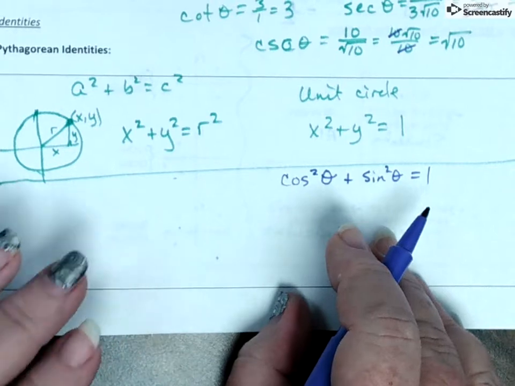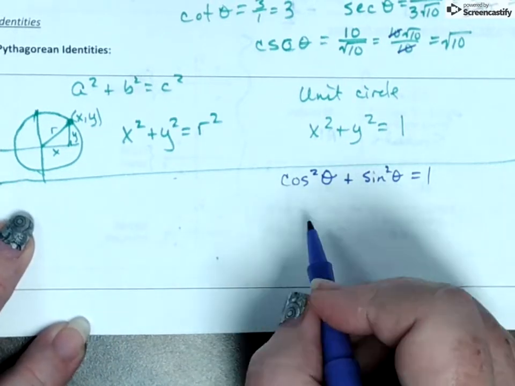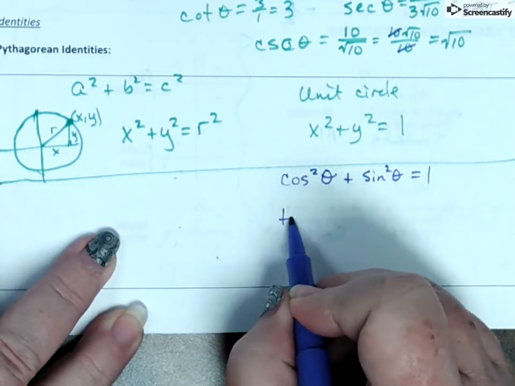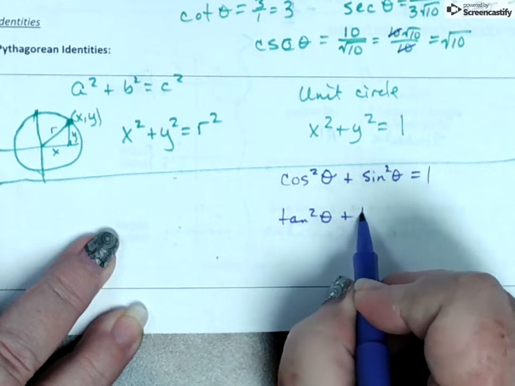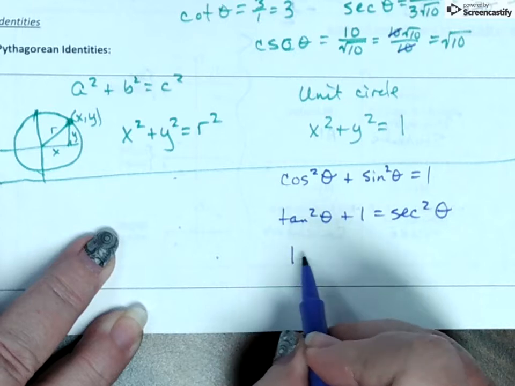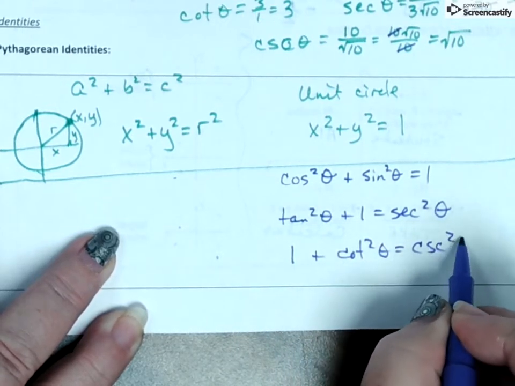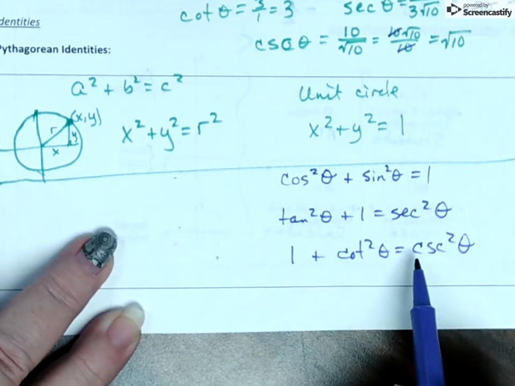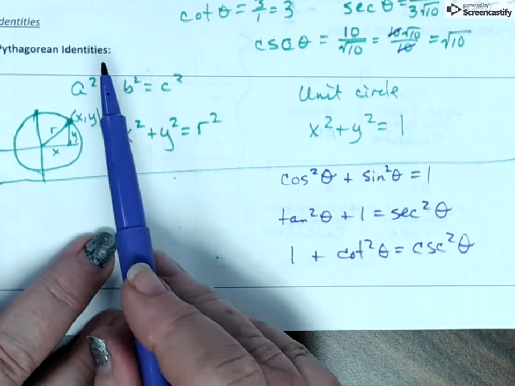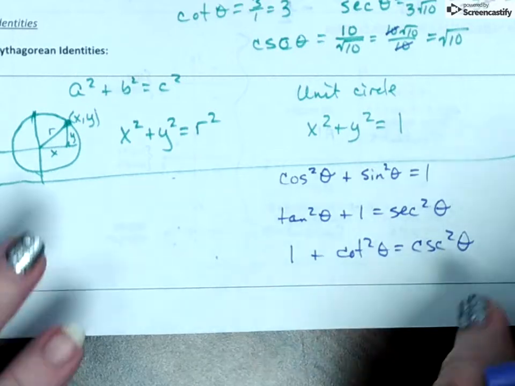Now, the really cool thing from that is we can create two others, which I'm going to leave for another video. The other two Pythagorean identities are tangent squared theta plus 1 equals secant squared theta, and 1 plus cotangent squared theta equals cosecant squared theta. I'm going to show you how I found those two in another video, but for now, just know these are the Pythagorean identities. So what do we do with them?